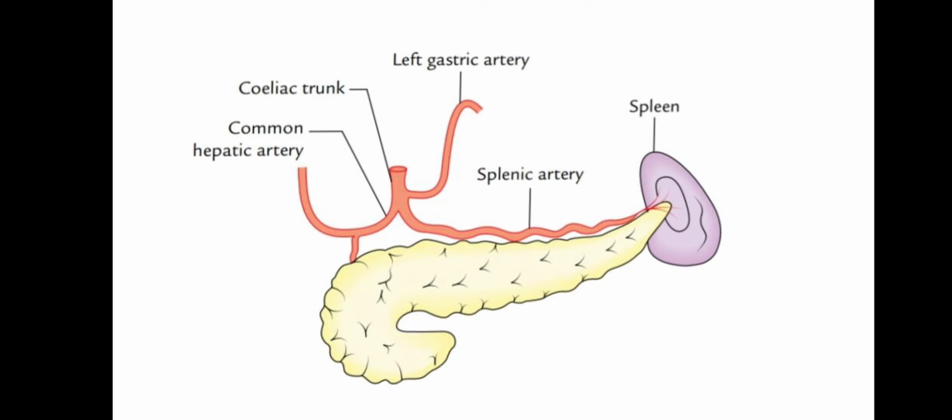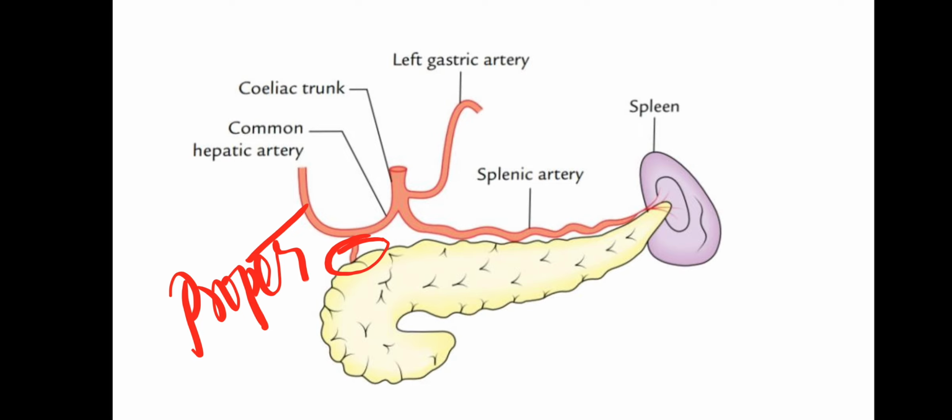What about the common hepatic artery, the second branch? The common hepatic artery is seen running towards the right, and then it gives off a branch called the gastroduodenal artery, and from then on it is named the proper hepatic artery. From the proper hepatic artery we see the right gastric artery, which anastomoses with the left gastric artery, and then the proper hepatic artery divides into the right and left hepatic artery.